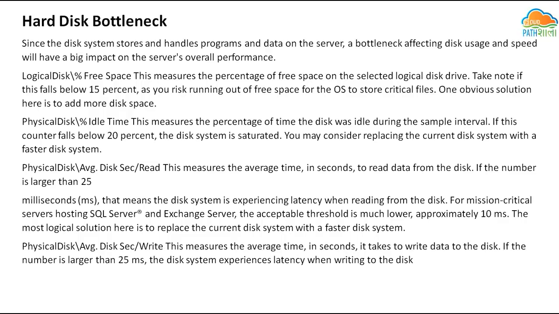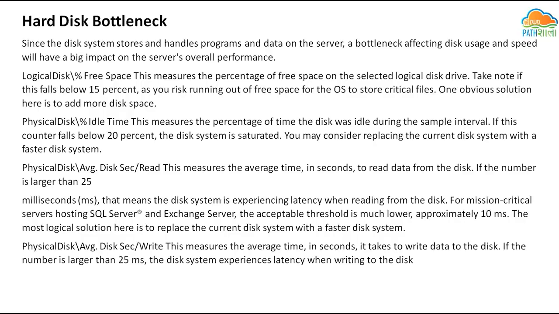So that is a counter which you can use. The second counter, which is very handy for hard drive bottlenecks or hard drive performance, is physical disk percentage idle time. If you have set that counter in the data collector set and you generate the graph, you can see that if the counter falls below 20%, then the disk system is saturated. That means it is not performing well for you, and you need a faster disk system. So that counter defines that.